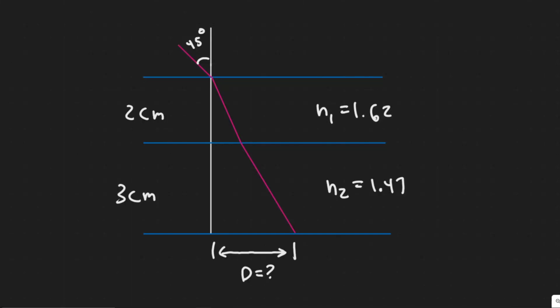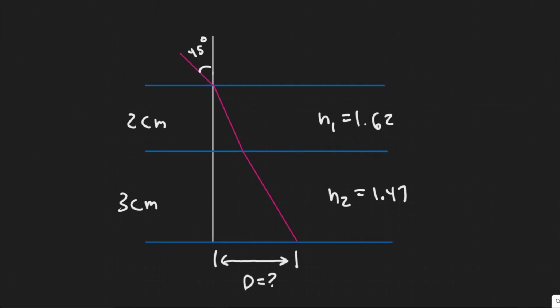Okay, so in this problem, we are told a light beam strikes a 2 cm thick piece of plastic with a refractive index of 1.62 at a 45-degree angle. The plastic is on top of a 3 cm thick piece of glass for which n equals 1.47. What is the distance d in the figure?